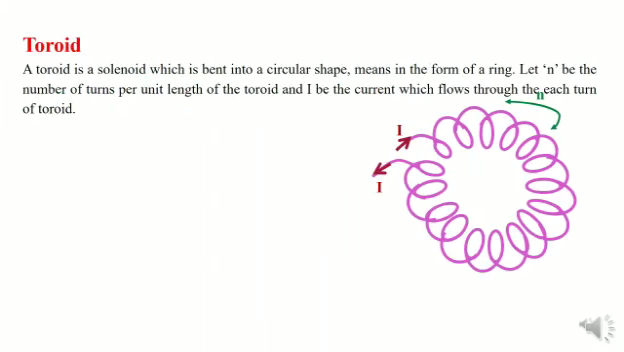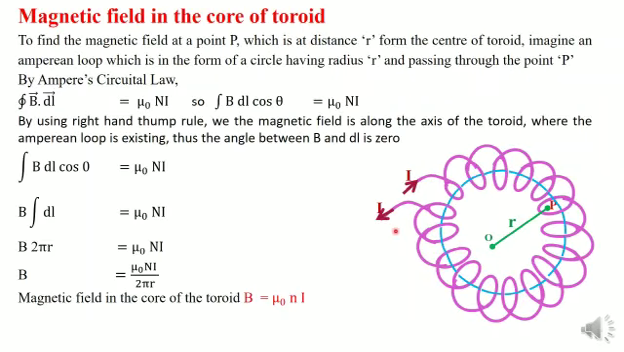Toroid. A toroid is a solenoid which is bent into a circular shape, that is, in the form of a ring. Let n be the number of turns per unit length of the toroid and I be the current which flows through each turn of the toroid. Magnetic field in the core of a toroid.